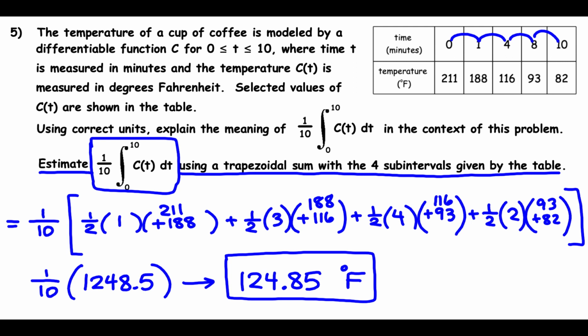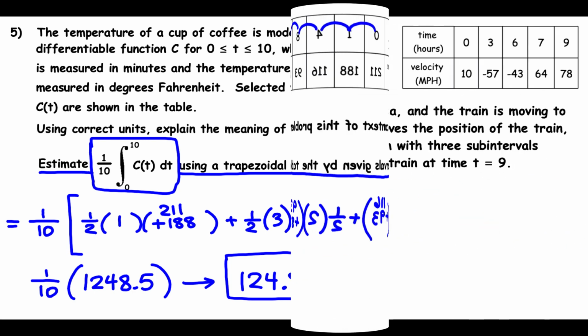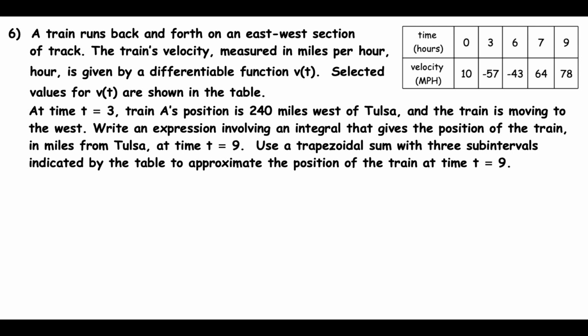All right, one more free response style question, number 6, and then we'll call it a day. Number 6. A train runs back and forth on an east-west section of track. You may recognize my motivation here being a recent College Board question. The train's velocity is given in the table, selected values. And when time is 3 hours, train A's position is 240 miles west of Tulsa, Oklahoma, and the train is moving to the west. So we're moving away from Tulsa.